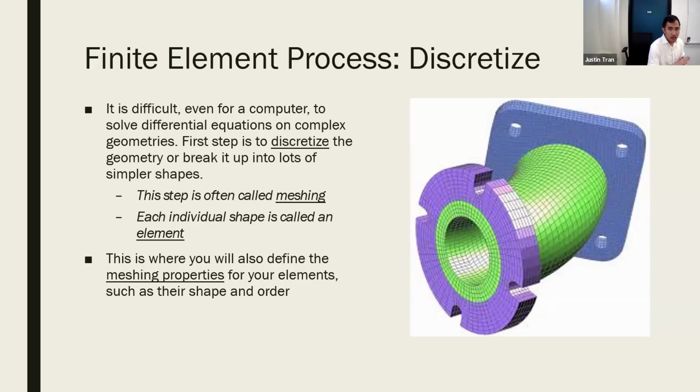This step is called meshing. It's probably the most important step in the finite element process, and we're going to spend a lot of time talking about meshing. The whole idea is that after you mesh your geometry, the computer is going to solve the equations on each of these elements individually. And by the way, this is where finite elements gets its name, because after you mesh, you get all these individual shapes, which we call elements.